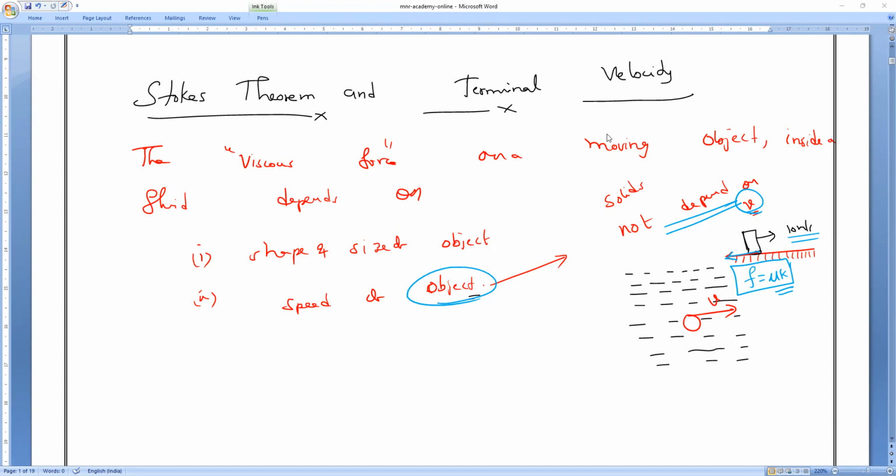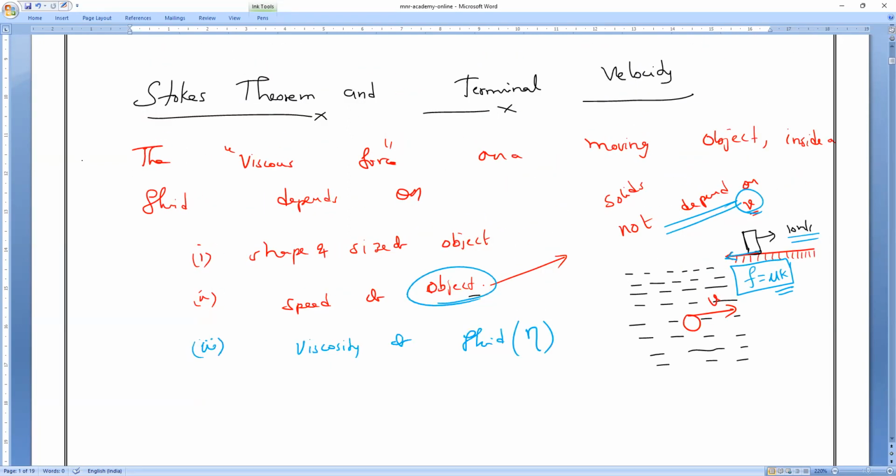Yes, so that is the second. Next, the third point. The third point is most important. It will depend on the viscosity of the fluid. What is the symbol for viscosity? Yesterday also I taught. What is the viscosity symbol? Eta, the coefficient of viscosity.